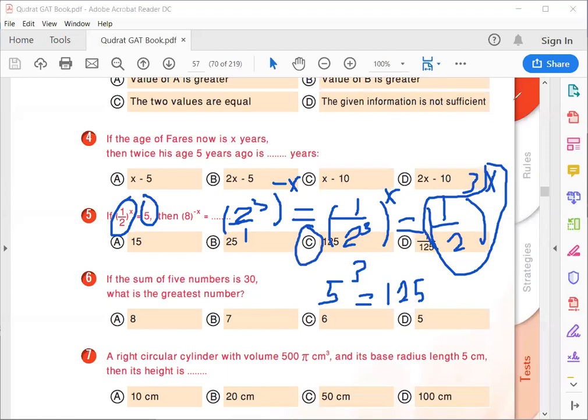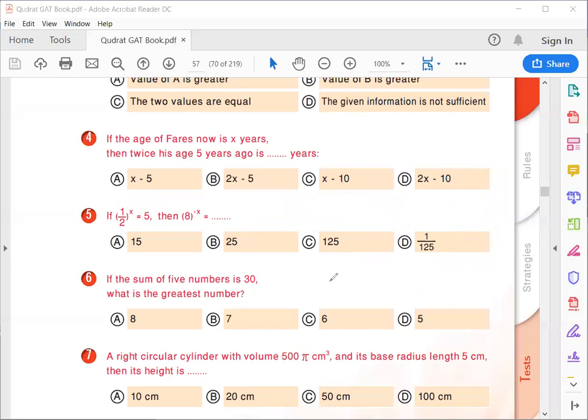Do you understand this problem? If you want, repeat, no problem. It is okay? Yes, you understood. Right, thank you.